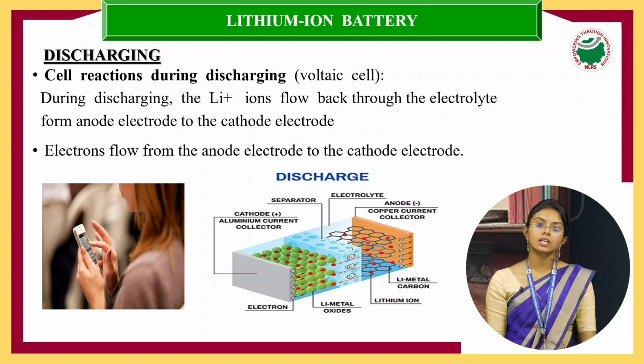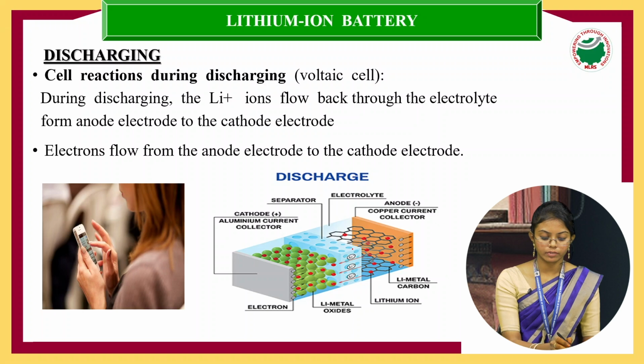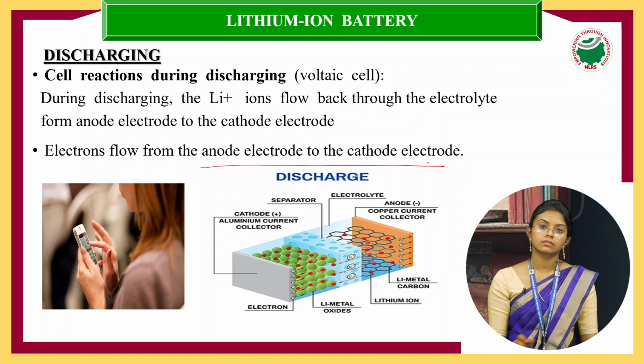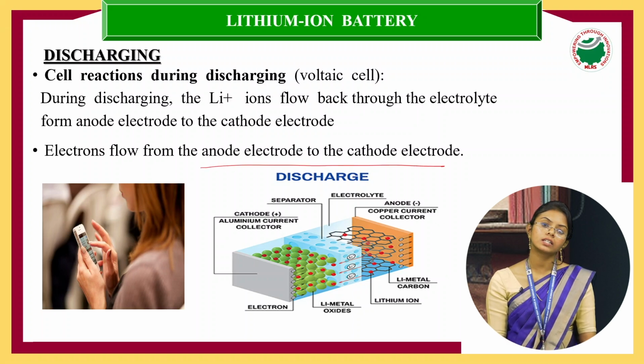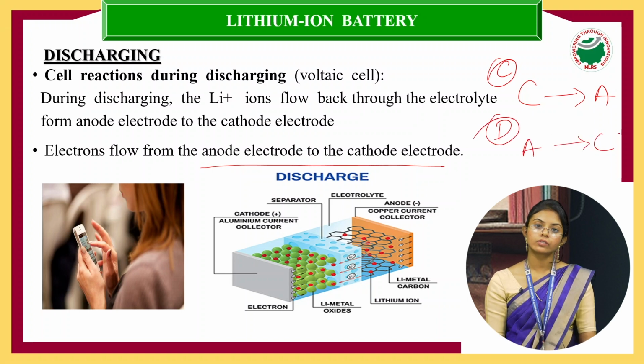Okay, next we have is discharging. So during discharging, the lithium ions will come back, that means from anode to cathode. So that is the simple difference between charging and discharging. During the charging process, remember, the ions are moving from cathode to anode. This is for charging. Okay, during discharging, the ions are moving from anode to cathode.